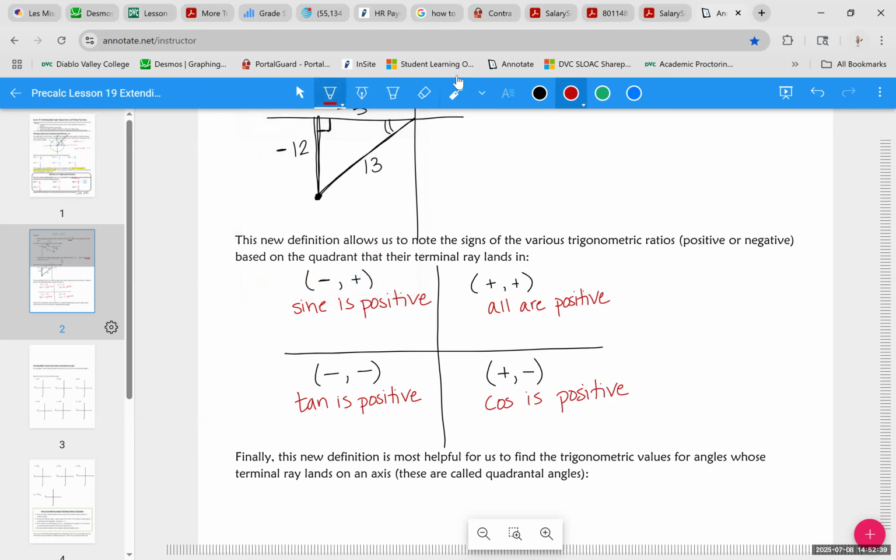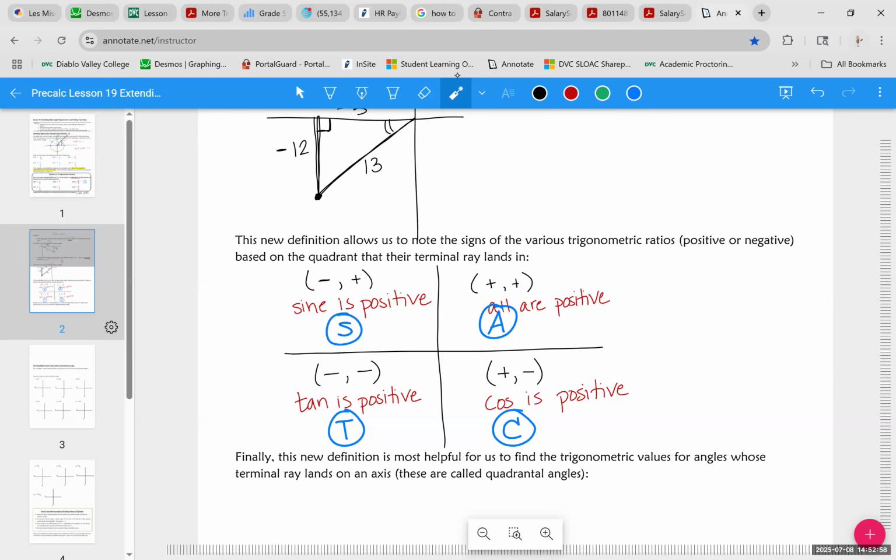So we have another mnemonic, a way for you to remember this. And that would be ASTC. And that stands for all students take calculus.